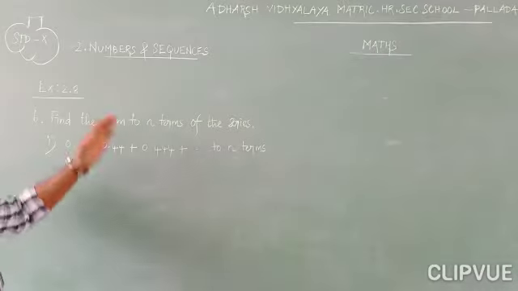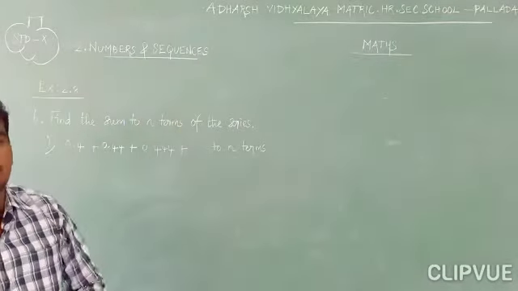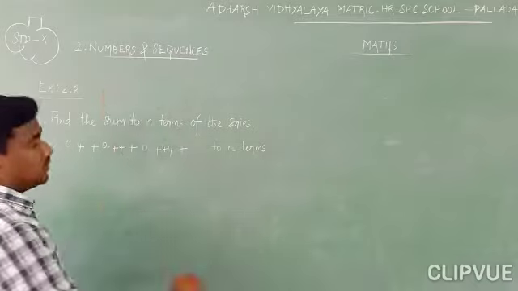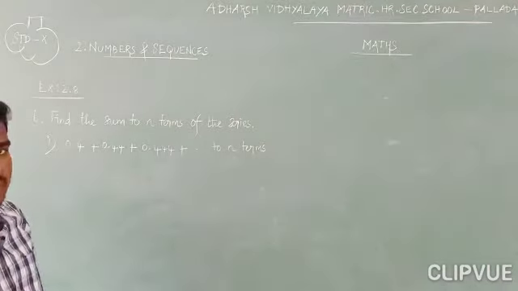Today we are going to continue the same chapter number 2, numbers and sequences. Actually we are dealing with the exercise number 2.8. Here we are solving problems related to sum to n terms of the geometric progression.